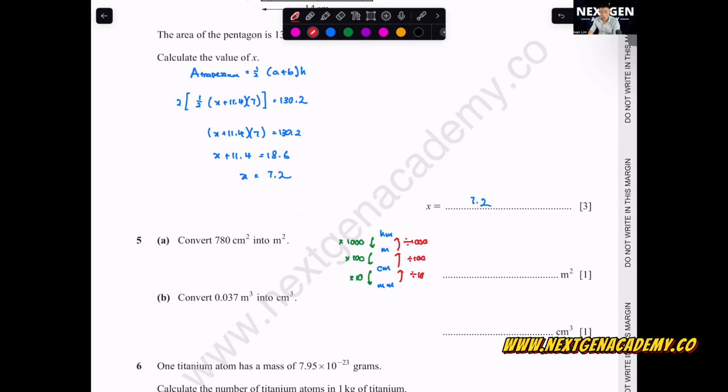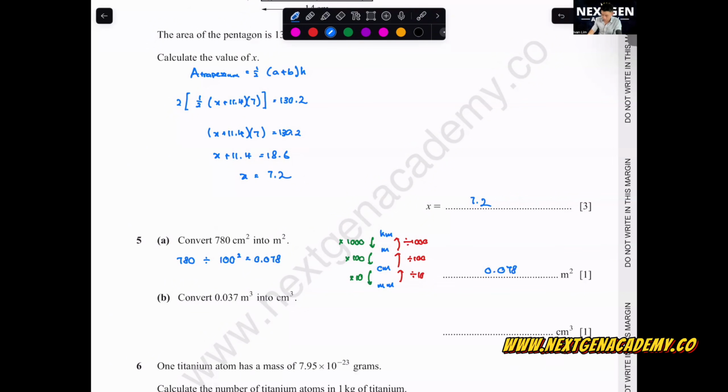Okay, since now we have squares, don't go and memorize how many zeros. You just take whatever value over here, then you square it, and also cube it. Okay, so cm to meter. Cm to meter, we divide by 100. So we take 780 divided by 100 squared. Okay, we will get 0.078.